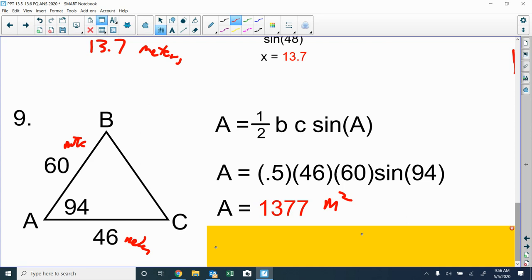All right. Hopefully this helps a little bit. Remember, when it's side, side, side, use the law of cosines and always go for the biggest angle first. Get that biggest angle first.